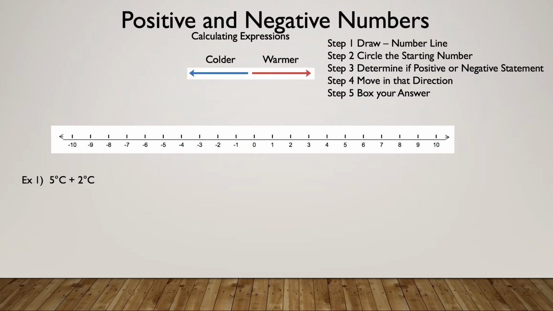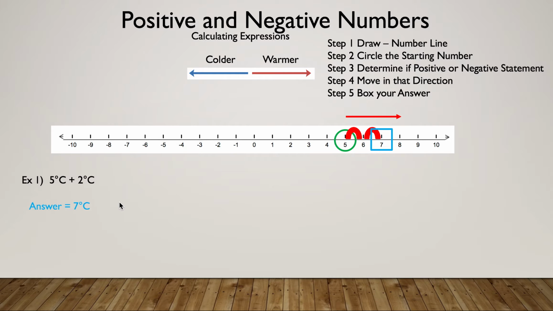If we take a look at example 1, 5 degrees plus 2 degrees. So before that, you should draw the number line. And then you should circle the starting number, which is 5. And then we have to determine if it's a positive or negative statement. Since we are adding fire to the starting number, it's a positive statement, so we're going to go to the right. And this time we're going to go to the right 2 times. So 1 and 2, and then you're going to box your answer, which is 7. You're going to write your answer, which is 7 degrees.